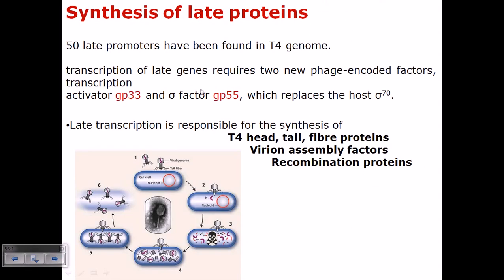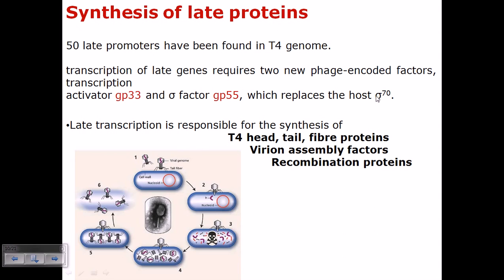Okay. Now let's talk a little bit about the synthesis of late proteins, which comes after the synthesis of early and middle proteins. In this case, 50 late promoters have been found in the T4 genome, right? And for all of them, two factors are very important, which are completely phage-encoded factors. I repeat, phage-encoded factors, and the factors are GP33 and GP55. GP33 is an activator, and GP55 is a kind of sigma factor.